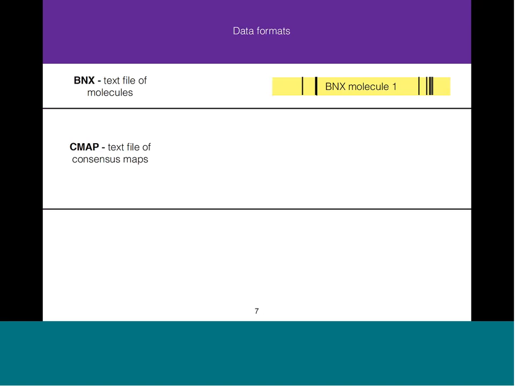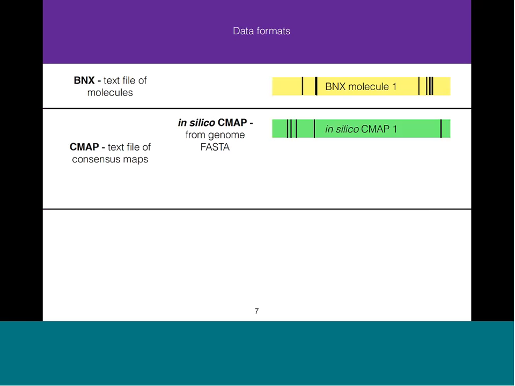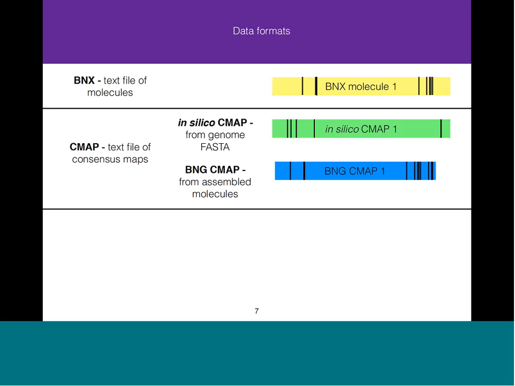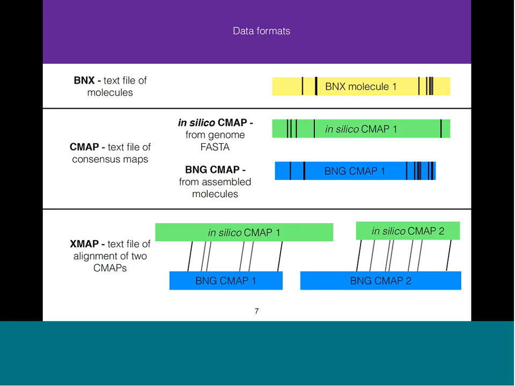The second is a CMAP, which is short for consensus map, and I'll talk about two main types of CMAP. The first being an in silico CMAP, so we produce those from our genome FASTA files of scaffolds and unscaffolded contigs. The second is a BNG CMAP. That's a CMAP that we assemble from Bnx molecules. So when we align two CMAPs, generally in silico to a BNG CMAP, we call that alignment format an XMAP. So that's analogous to a SAM or BAM alignment format for alignment of sequences, for those of you who are familiar with sequence alignment.